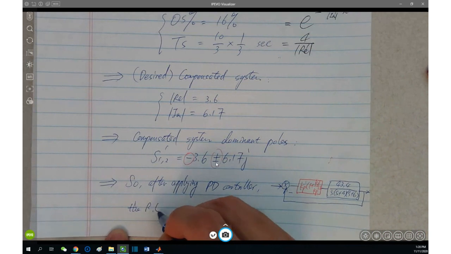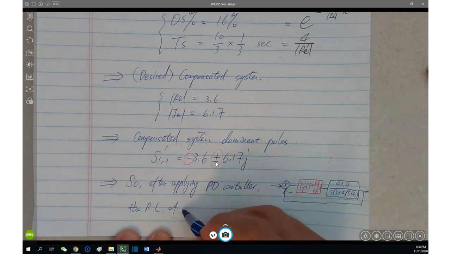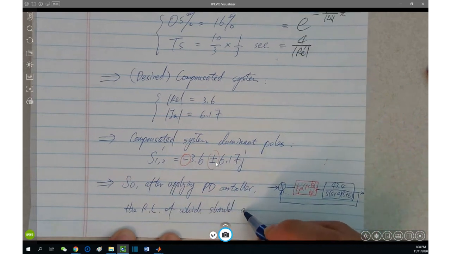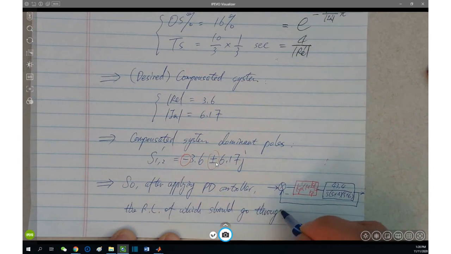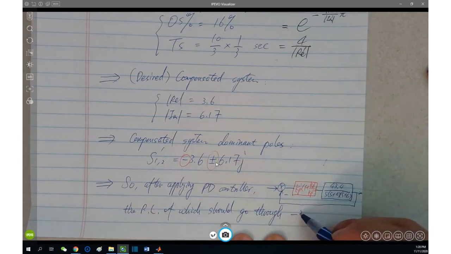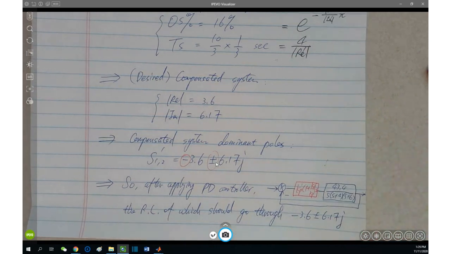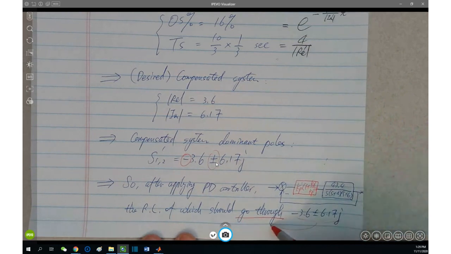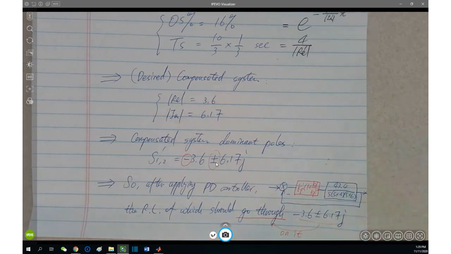And the root locus of which should go through the new desired dominant pole. Does this make sense? What does it mean by go through? It means the new points should be on it, should be on the new locus. Does this idea make sense? Any questions for this part?